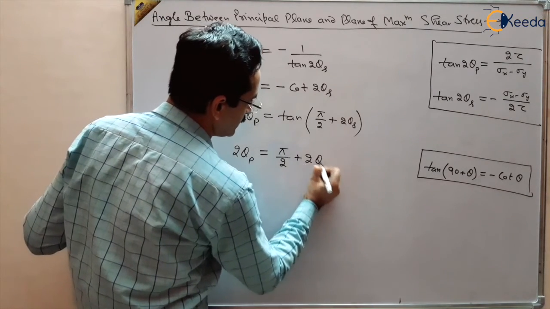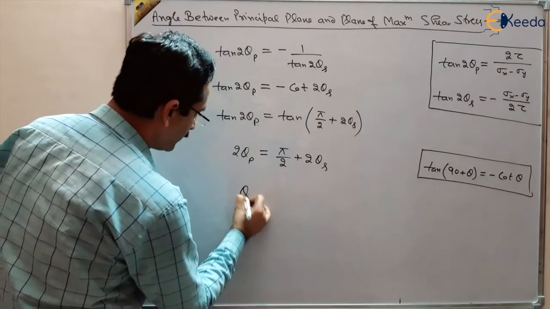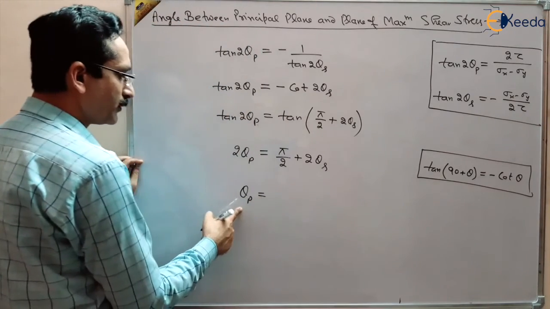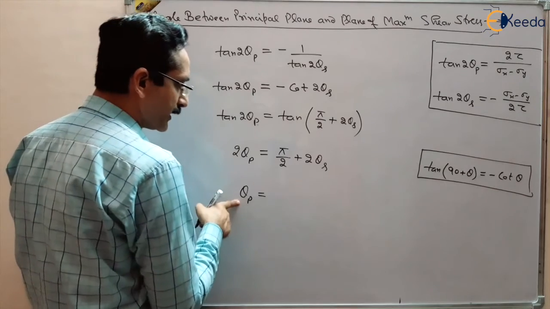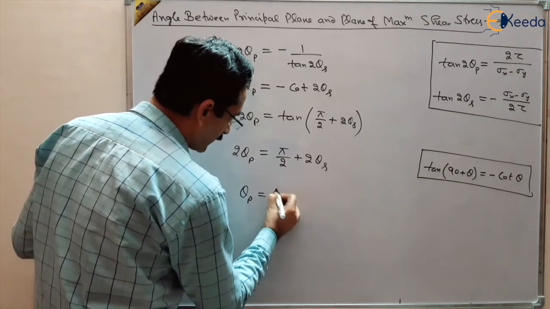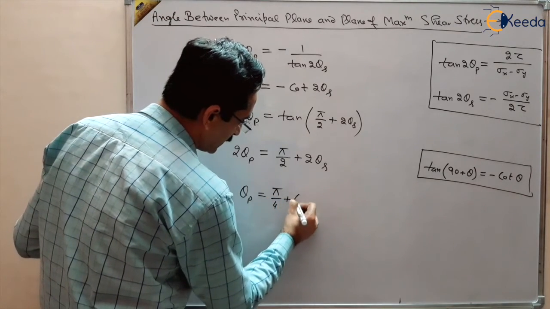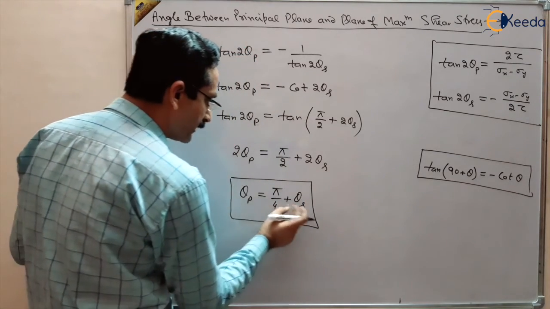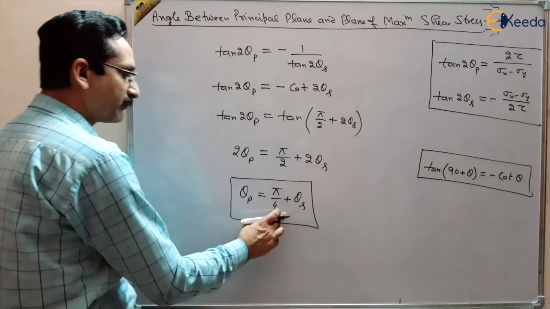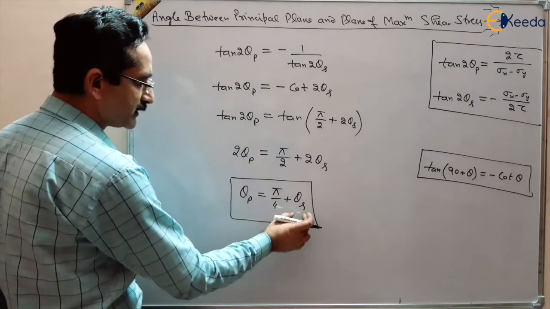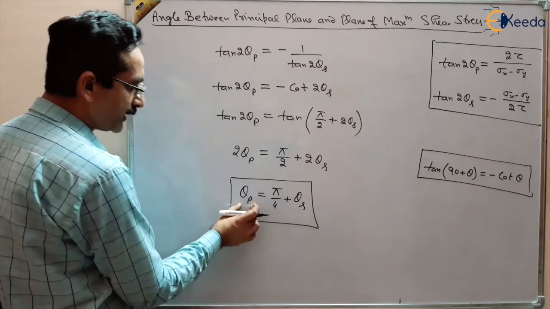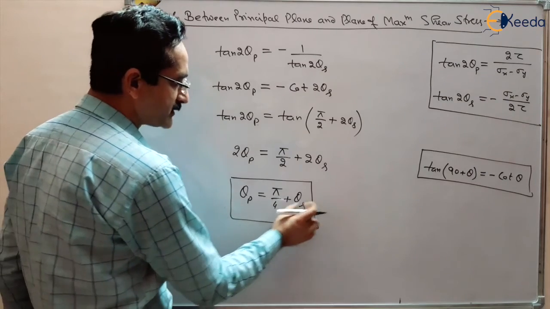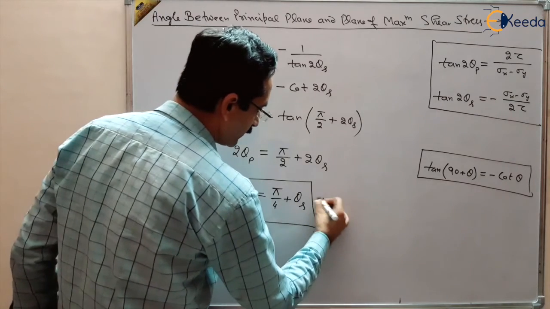And theta p is the plane of maximum normal stress, the principal plane. You can divide by 2 here: theta p equals pi by 4 plus theta s. So there will be a 45 degree angle between these. So the principal plane will be 45 degrees plus theta s. This is a very important result. You can remember this.